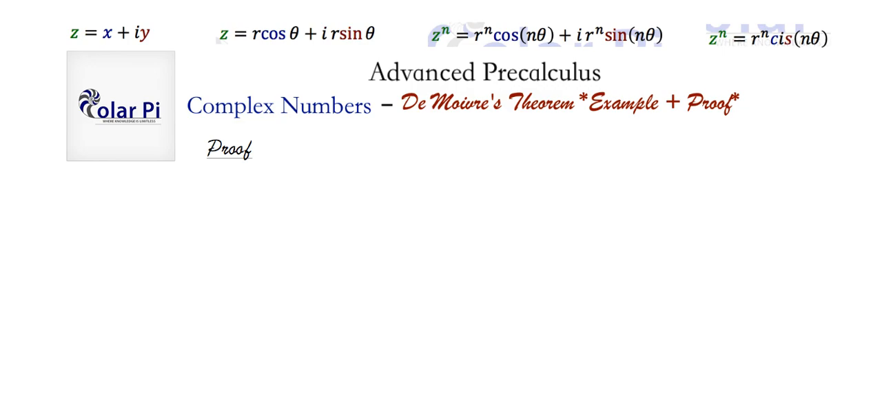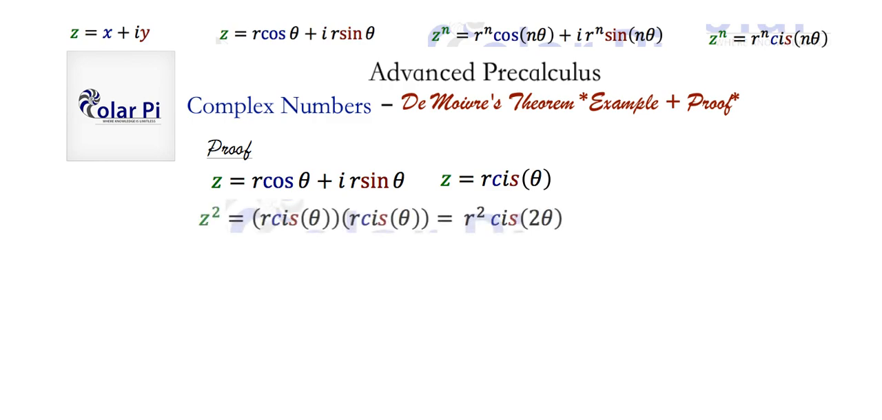Proving De Moivre's theorem is actually pretty simple if we know how to multiply two complex numbers in polar form. So z is written in polar form, and its abbreviated version is r cis theta. What would z squared look like? It'd be z times z, so in the abbreviated form, r cis theta times r cis theta. Multiplying two complex numbers requires that we multiply the moduli, so r times r makes r squared, and then add the arguments, so theta plus theta makes 2 theta. So the result of z squared is r squared cis 2 theta.